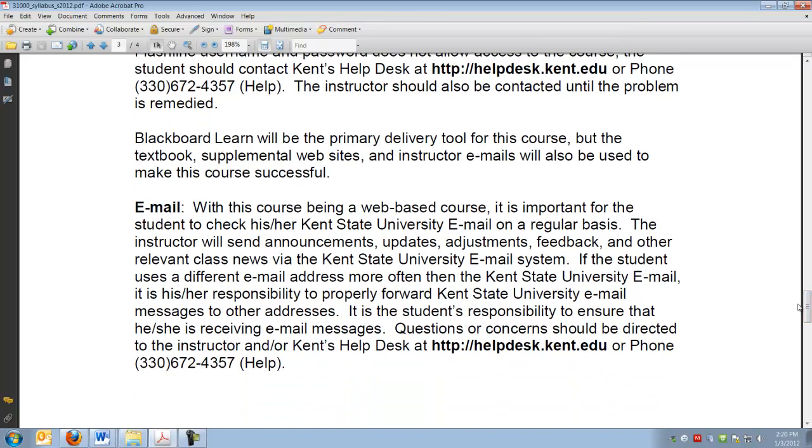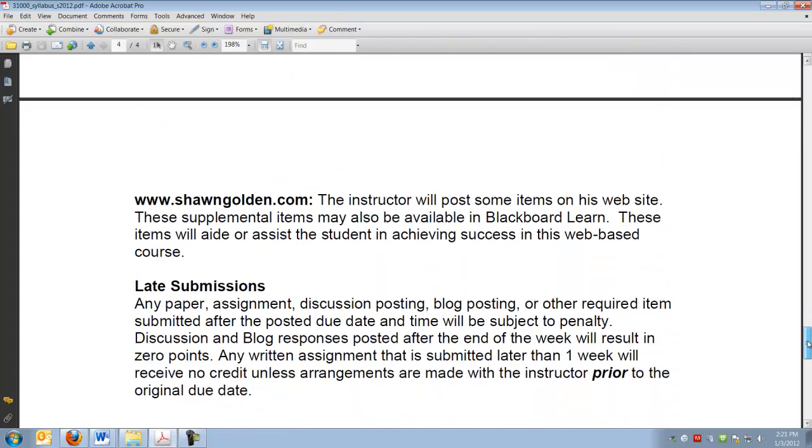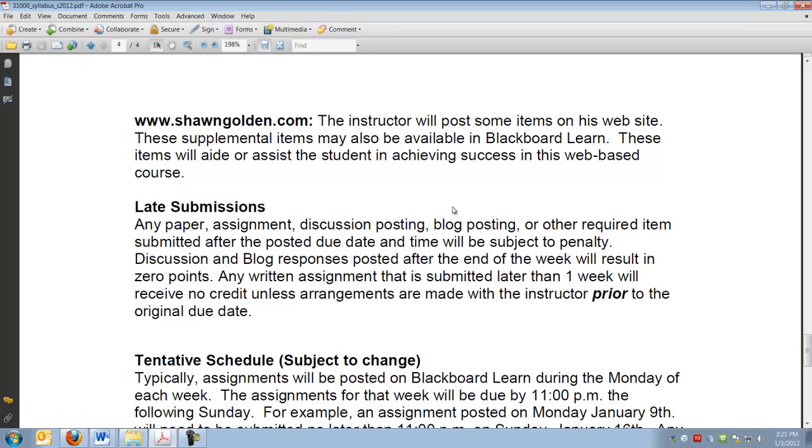I'd mentioned email before. I do contact the students through email on a regular basis. I do understand people have more than one email address, but I do contact you only through your Kent email for a number of reasons. One, it's very easy for me to do. Two, it's very secure, and I know exactly who I'm sending the email to. So please check your Kent email on a regular basis, and it'll keep you in contact with what's going on with our course and other things going on through Kent State. I do have a website that will have some items that will be helpful for our class, SeanGould.com.